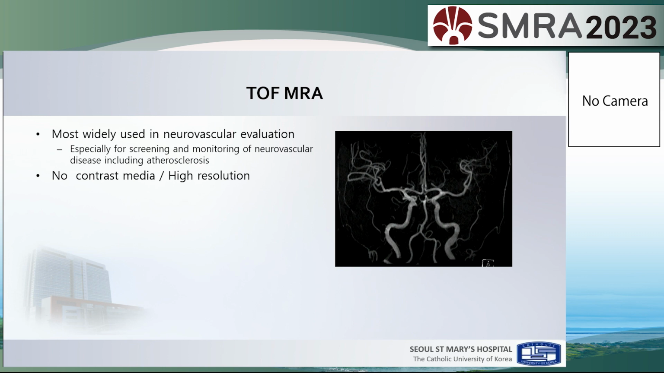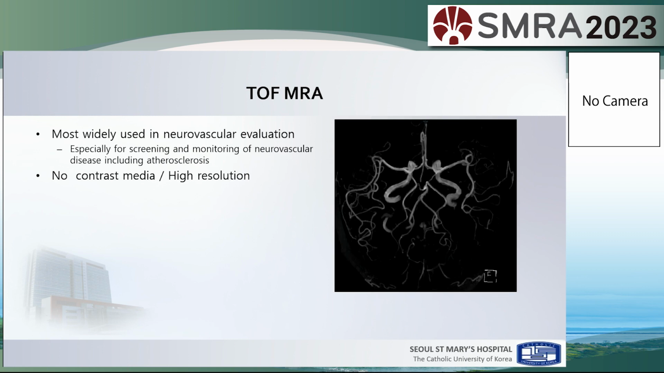So the TOF, time of flight MRA and angiography, is the most widely used sequence in the evaluation of neurovascular disease because it uses no contrast media and gets a relatively high resolution image. But the problem was the long imaging time. Let's say on the left side, this imaging sequence was our protocol until 4 years ago. To get this kind of image, more than 7 minutes was used to get about 0.5 millimeter voxel size.